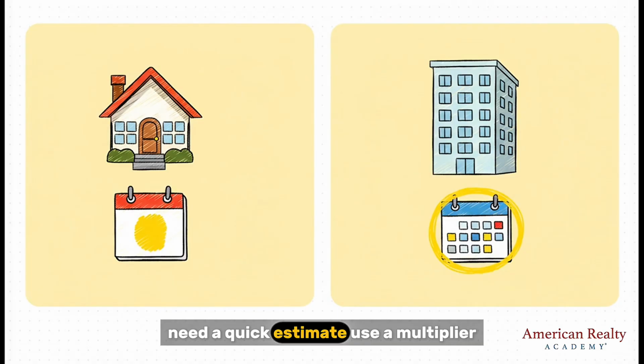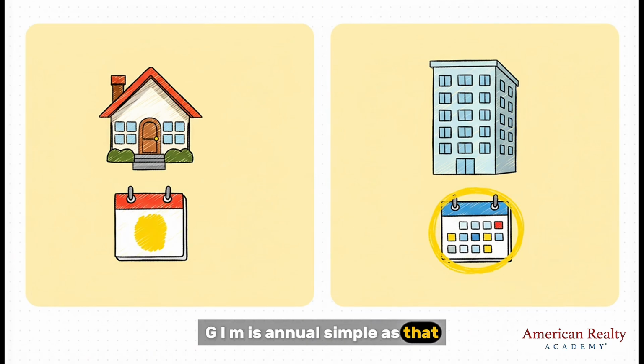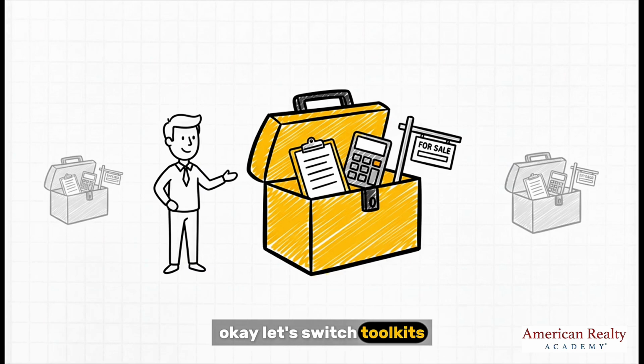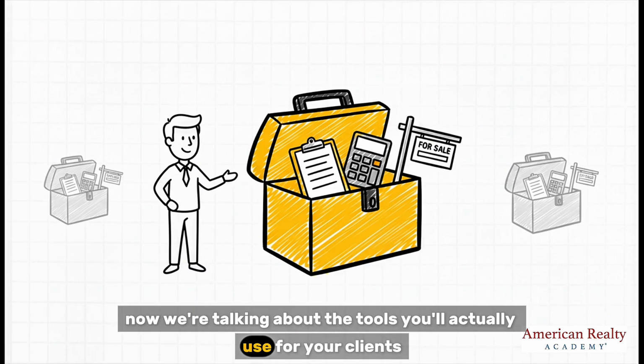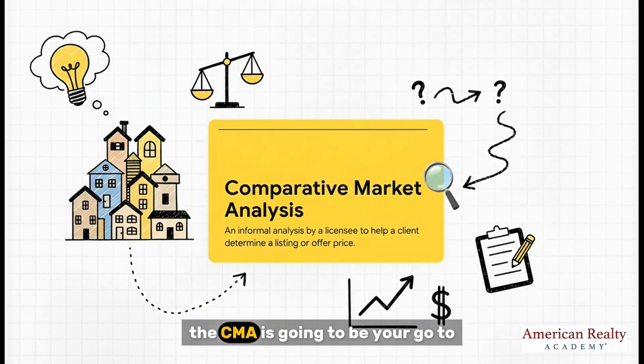Need a quick estimate? Use a multiplier. Just remember, GRM is monthly, GIM is annual. Simple as that. Okay, let's switch toolkits. Now we're talking about the tools you'll actually use for your clients. The CMA is going to be your go-to. It's kind of like what the appraisers do, but way less formal.